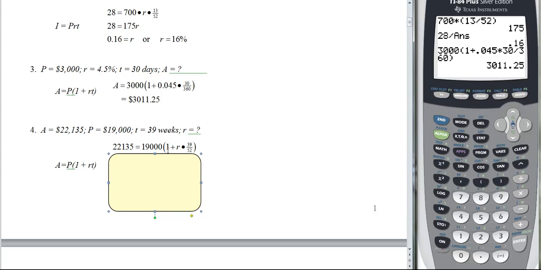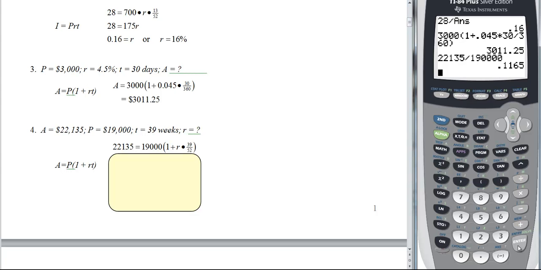Now on this, since I have a parentheses and I don't really want to distribute through, let's divide both sides by 19,000. So if I put in 22135, and let's go divide by 19,000. Let's see what we get.